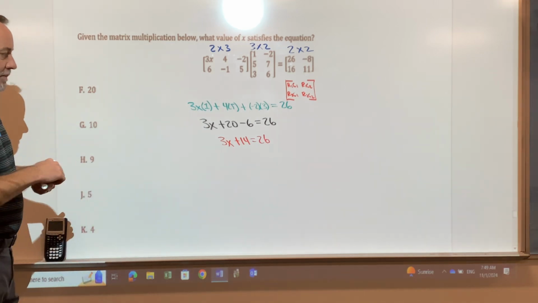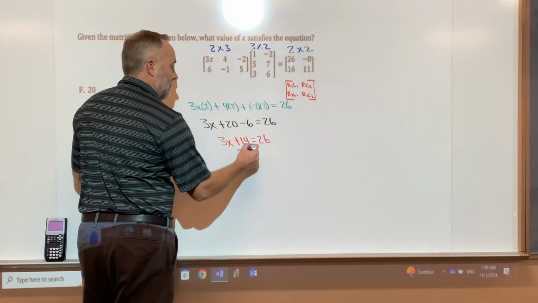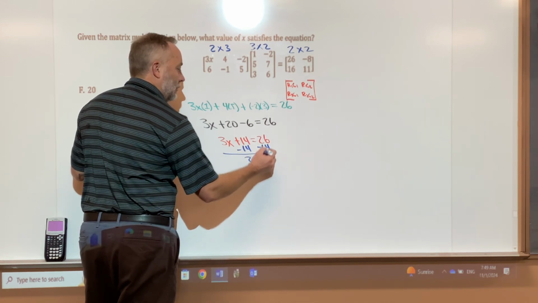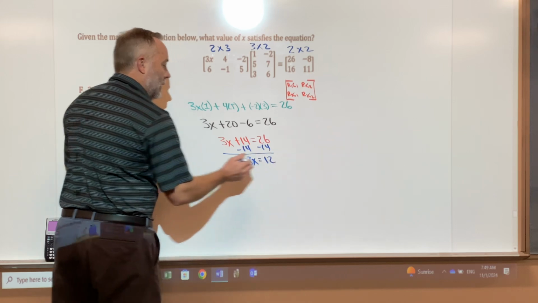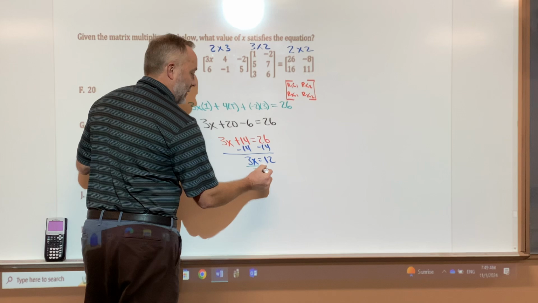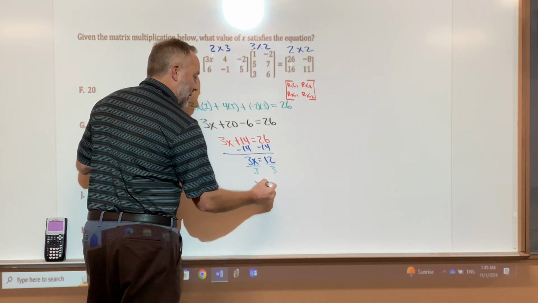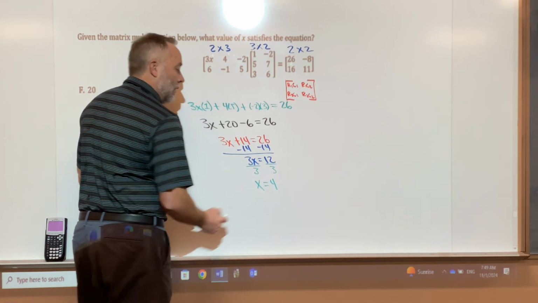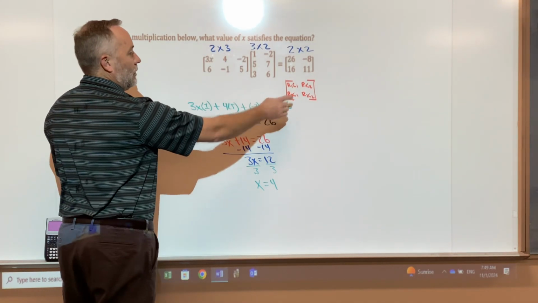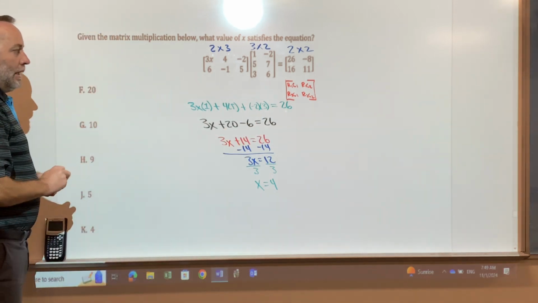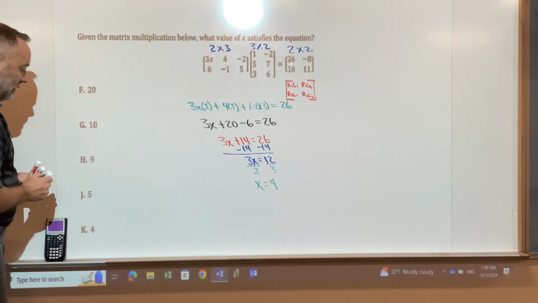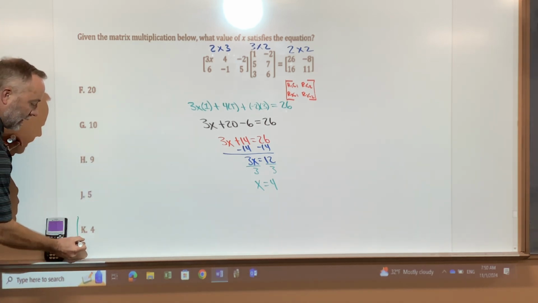Now we're just trying to get x by itself. Let's subtract 14. And that gives us 3x is equal to 26 minus 14, which is 12. Last thing we need to do to get that x by itself is to divide by 3. And that gives us x is equal to 4. So after setting row 1, column 1 equal to what we knew its value was, we solved for x, and that gave us x equals 4, which we can find in selection K.